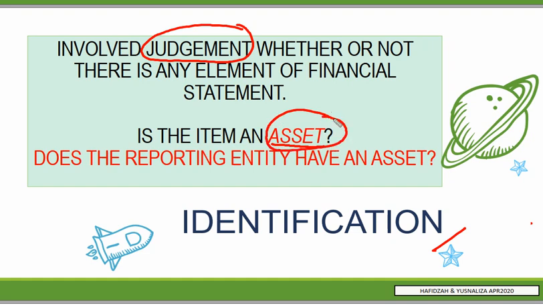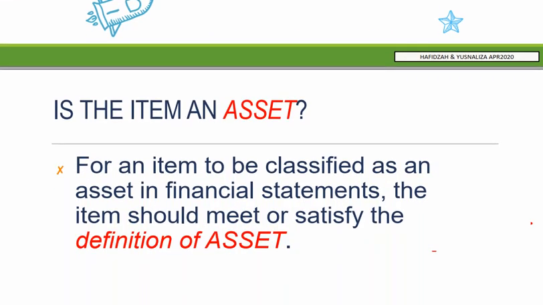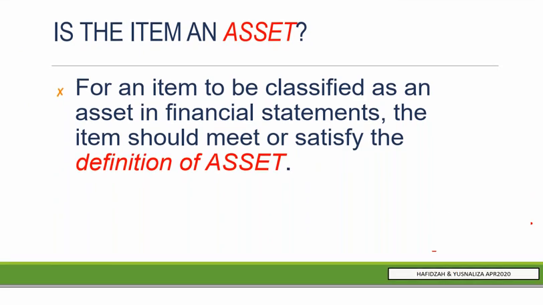So does the reporting entity have an asset? You have to answer that, all right? When you want to identify those items as PPE or asset. So let us look at the item as an asset first. For an item to be classified as an asset in the financial statements, the item should meet or satisfy the definition of asset. Must meet the definition of asset. If it does not meet the definition of asset, then we cannot classify the item as an asset. All right.